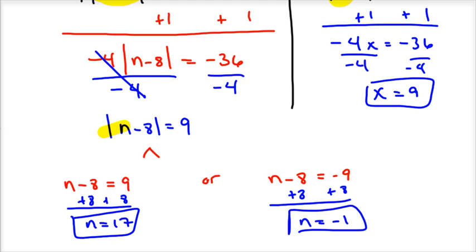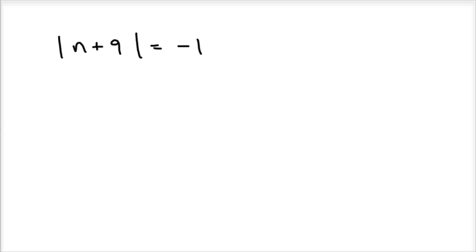And one more example to be wary about. The absolute value of n plus 9 is equal to -1. In this case, this is no solution. The absolute value of any number cannot be negative. Okay, so this is no solution because the absolute value of any number will never be negative.